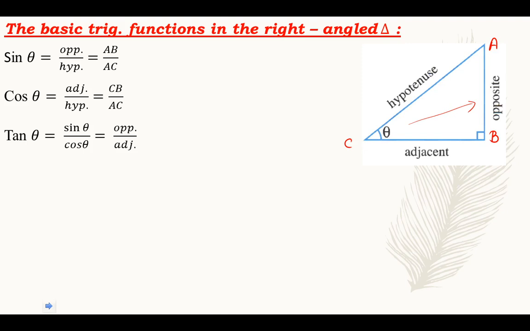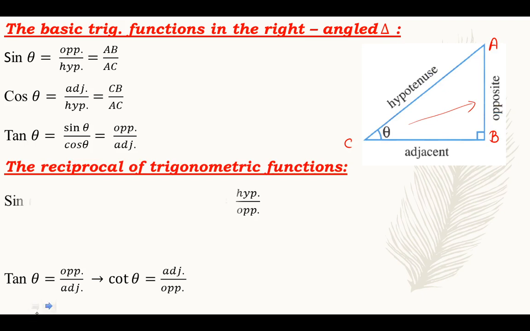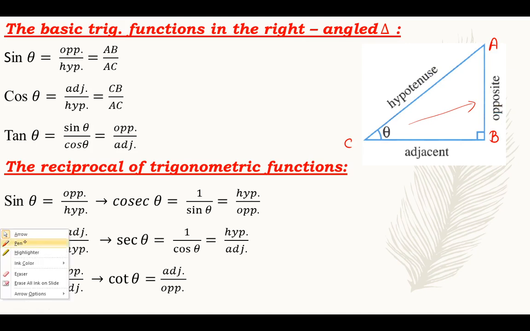And tan theta will be equal to opposite over adjacent. Today we are going to talk about the reciprocals of the trigonometric functions. Sine theta equals opposite over hypotenuse. The reciprocal of sine theta is called cosec theta. And cosec theta equals 1 over sine. This is what we mean by reciprocal. We have sine theta, its reciprocal is cosec theta, and cosec theta equals 1 over sine theta, which is equal to hypotenuse over opposite.